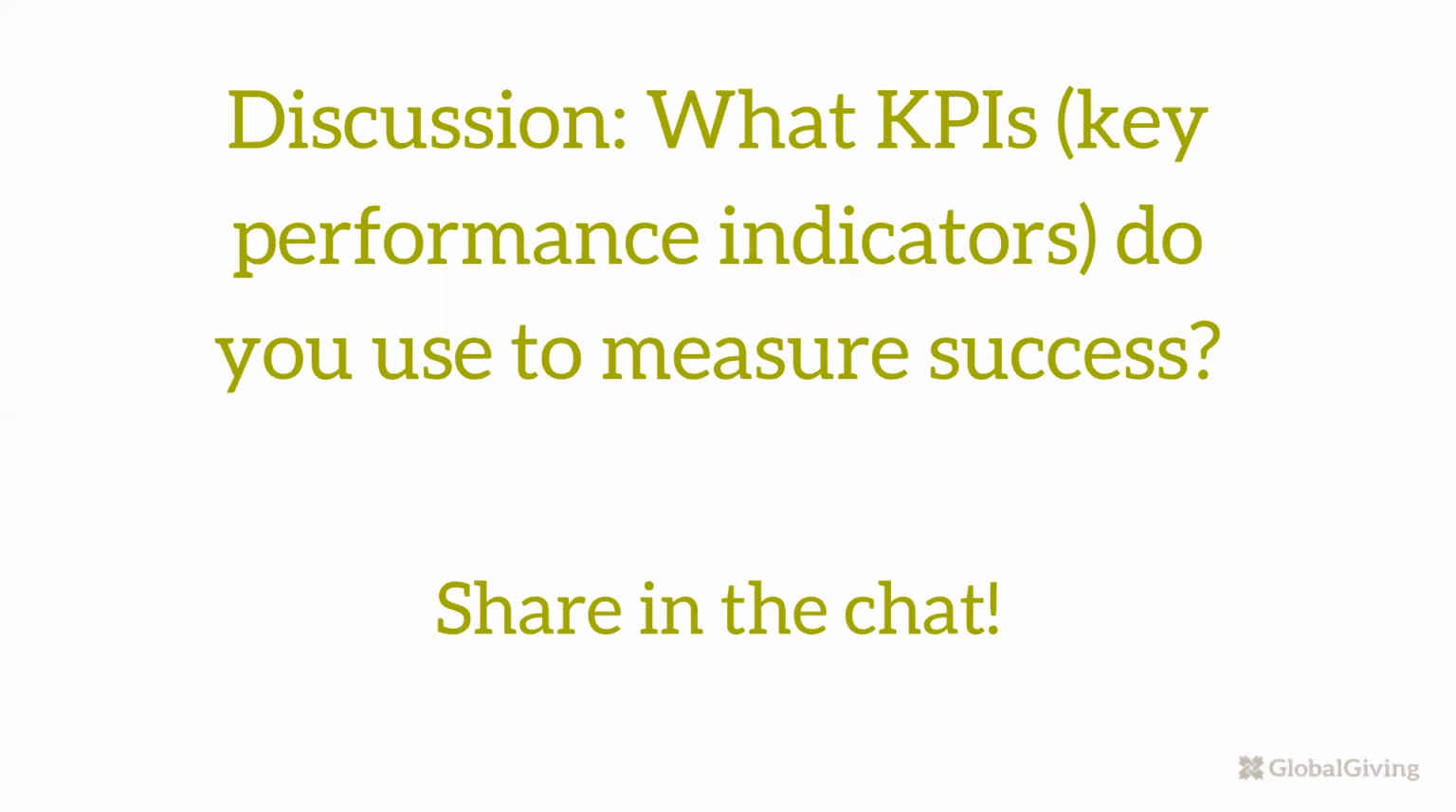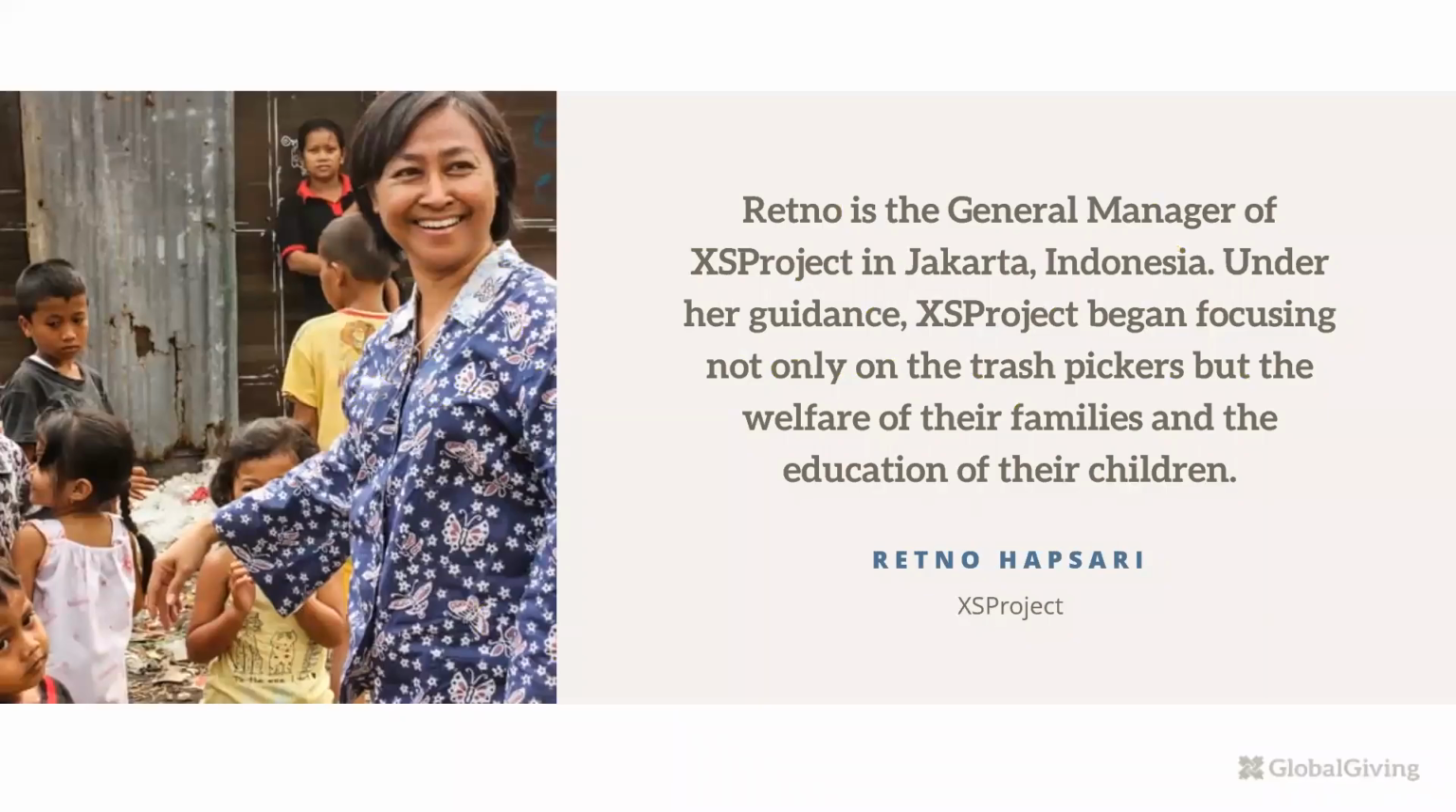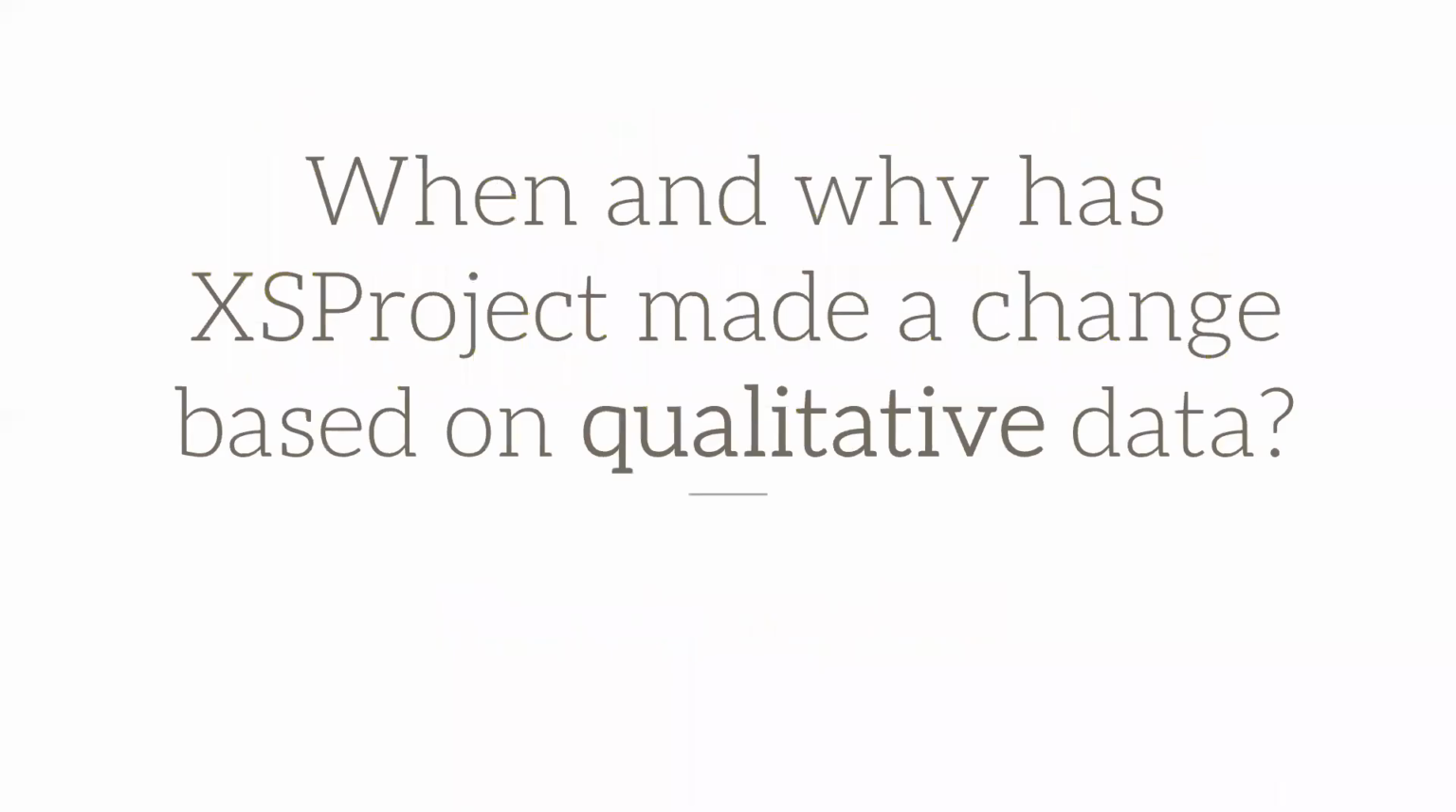All right, so Retno is the General Manager of Access Project in Jakarta, Indonesia. Access Project has been a GlobalGiving partner for a very long time. They focus on working with the trash picker community in Jakarta, as well as the welfare of the families and the education of their children. So it's really holistic programs, and we're super excited to have Retno answer a couple of questions about how they use qualitative data. So this is the first question I asked Retno. When and why has Access Project made a change based on qualitative data that you collect?